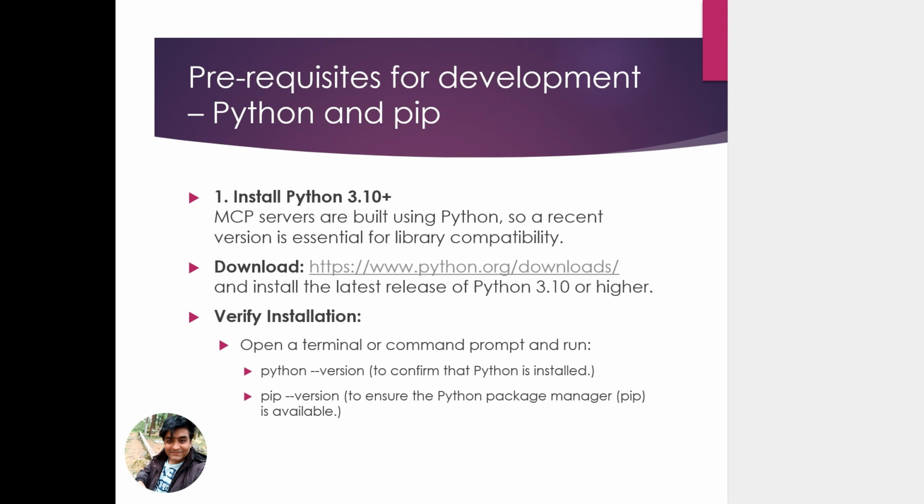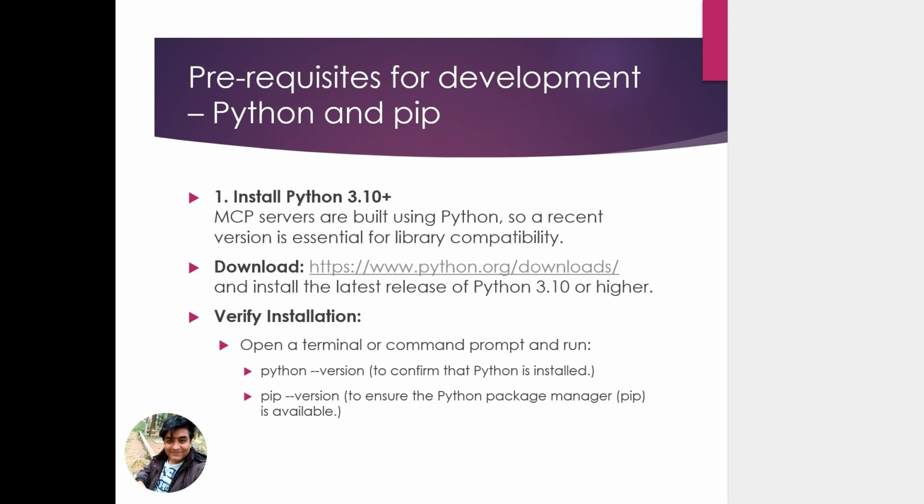You can download Python from the defined URL over there, and make sure that you install Python 3.10 or higher. After installing Python, you can open your terminal or command prompt and run the below two commands, which are python --version. This will confirm that Python is installed on a machine. Pip comes in the installation with Python.